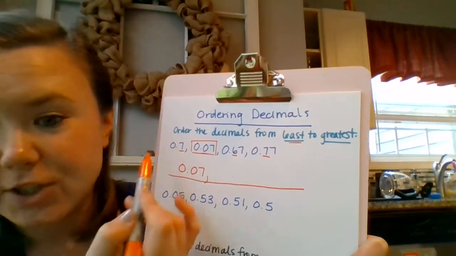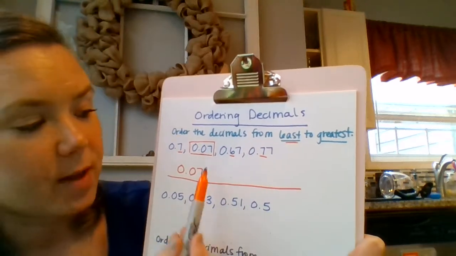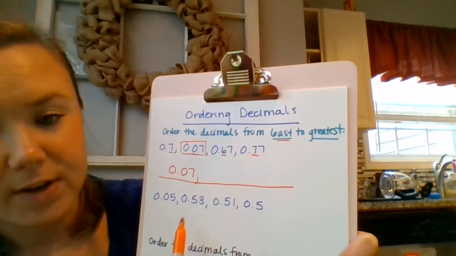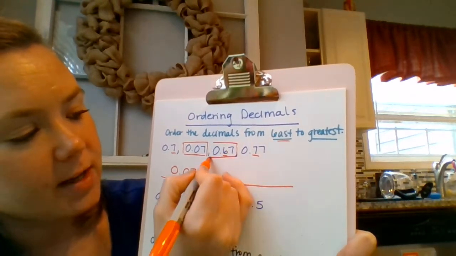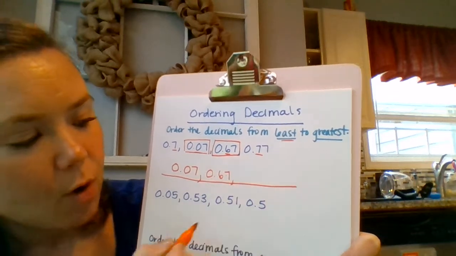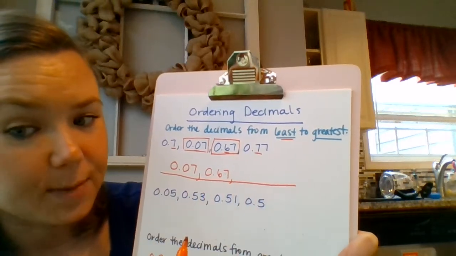Okay, now I just keep doing that and going back through and saying, what's the next smallest? Okay, looking at my tenths again, I have 7, 6, 7 in the tenths place. Well, which is the smallest? 6 is. So my next one is going to be 0.67 or 67 hundredths. Notice that I put a comma between each one to separate them.